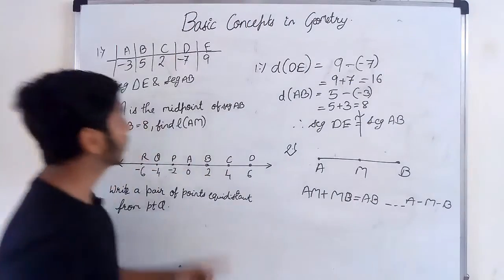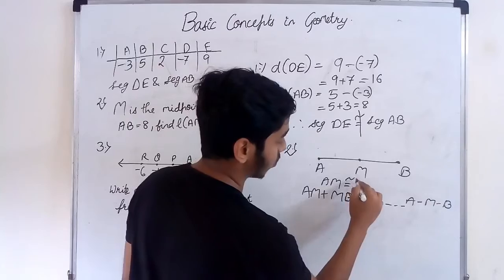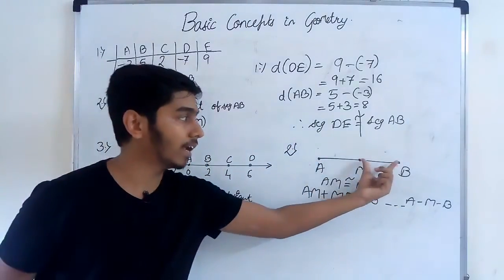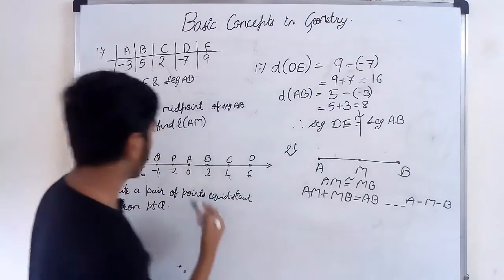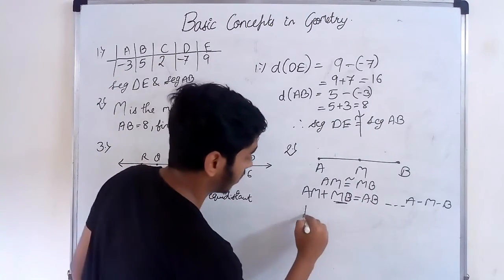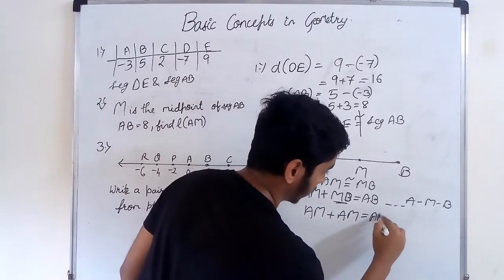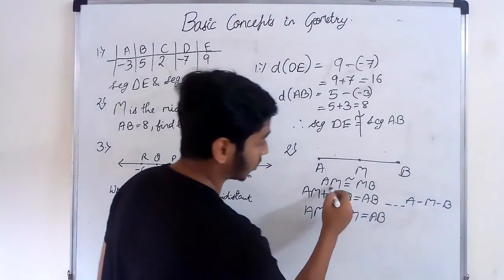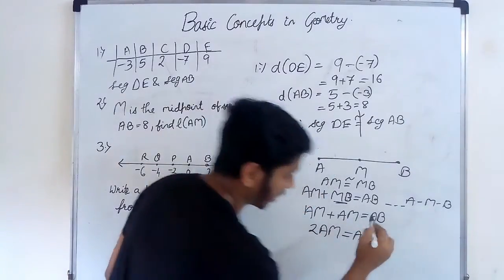Therefore, and you know that if M is the midpoint, we can say that AM is congruent to MB, correct? This AM and MB, they both are congruent. Therefore, we can substitute AM as MB, or MB here can be written as AM. Therefore, AM plus AM is equal to AB, because they both are same. Therefore, this will be 2AM equal to AB.